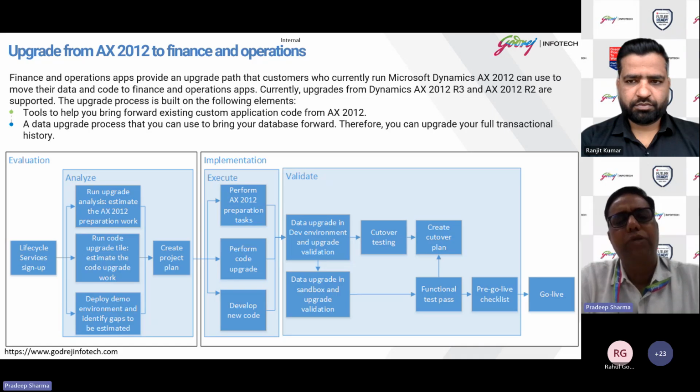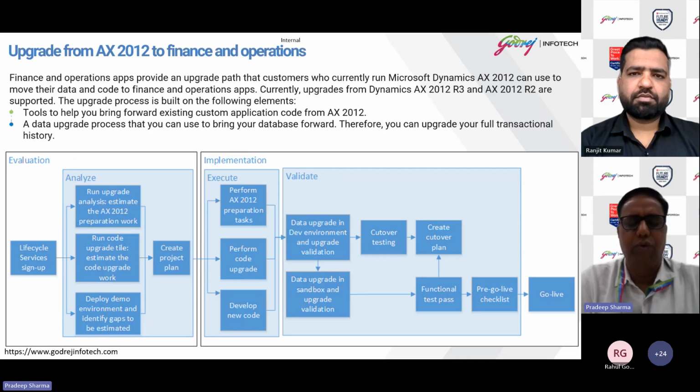In the actual execution, you perform AX 2012 preparation tasks, and then you perform the code upgrade. And finally, once the code upgrade is done, then you go for whether you want to develop a new code or you want to eliminate some code or any customizations. All those things have to be taken care of.